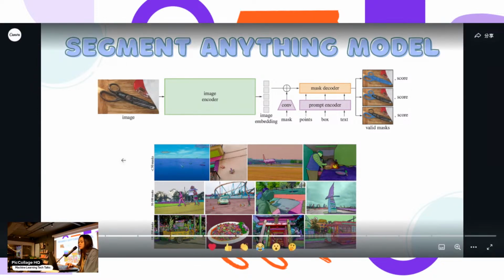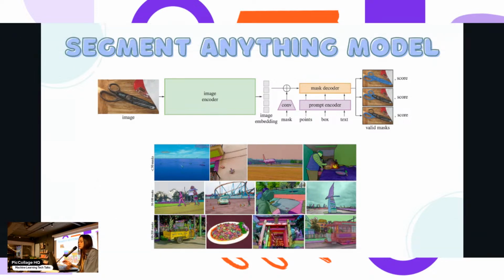So as you can see, here is the result. It can get very detailed information, like 100 to 200 masks. It's actually a state-of-the-art model in image segmentation.